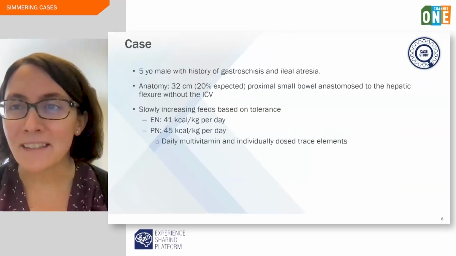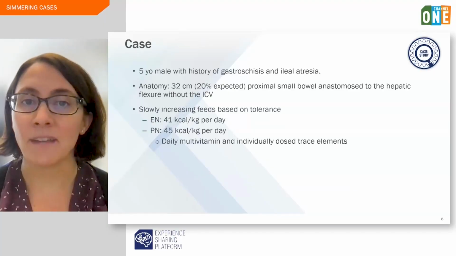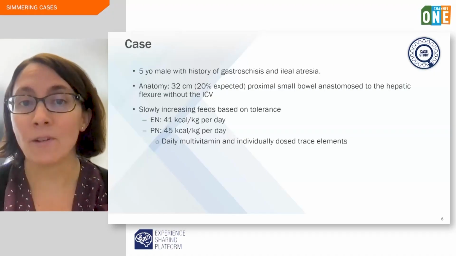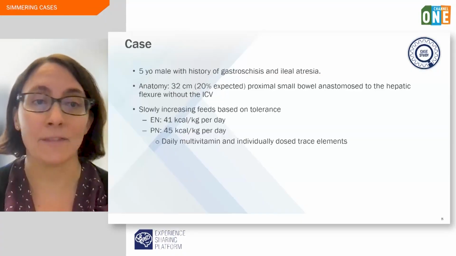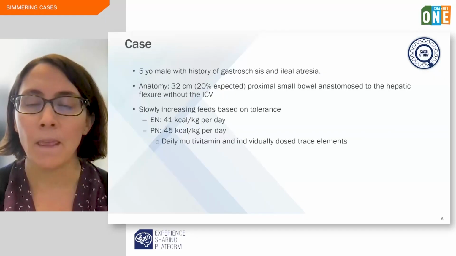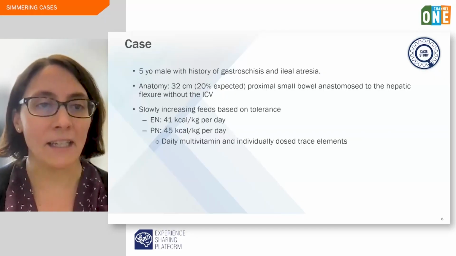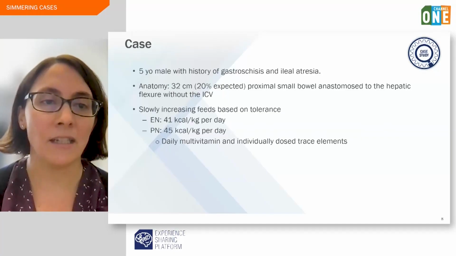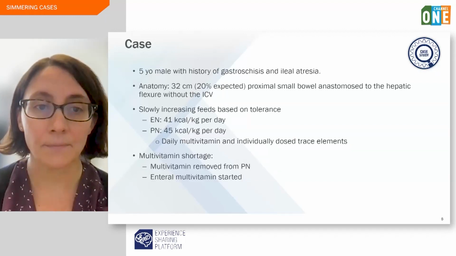So I think to best understand this, I want to look at a case. Our case is a 5-year-old male with a history of gastroschisis and ileoatresia. His anatomy at the time of his most recent surgery was about 20% of what was expected for his age. He has a small bowel that's anastomosed to his hepatic flexure, so does not have his ileocecal valve. Over time, we had been slowly increasing his feeds based on tolerance, and as you look here, he was getting about half enteral nutrition and half parenteral nutrition. In his parenteral nutrition, he was getting a daily multivitamin and individually dosed trace elements.